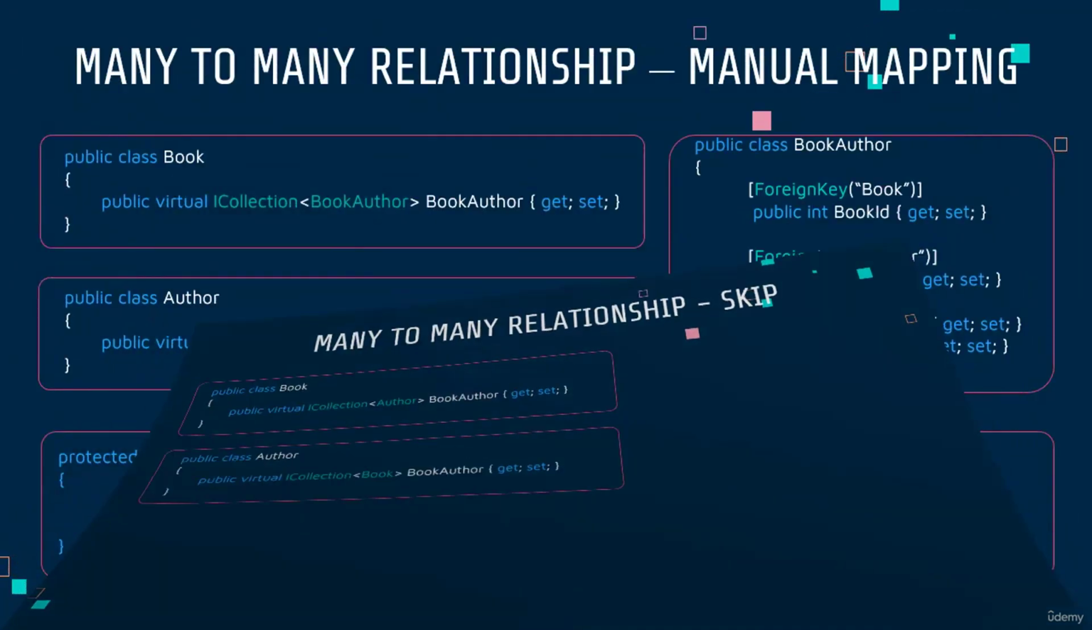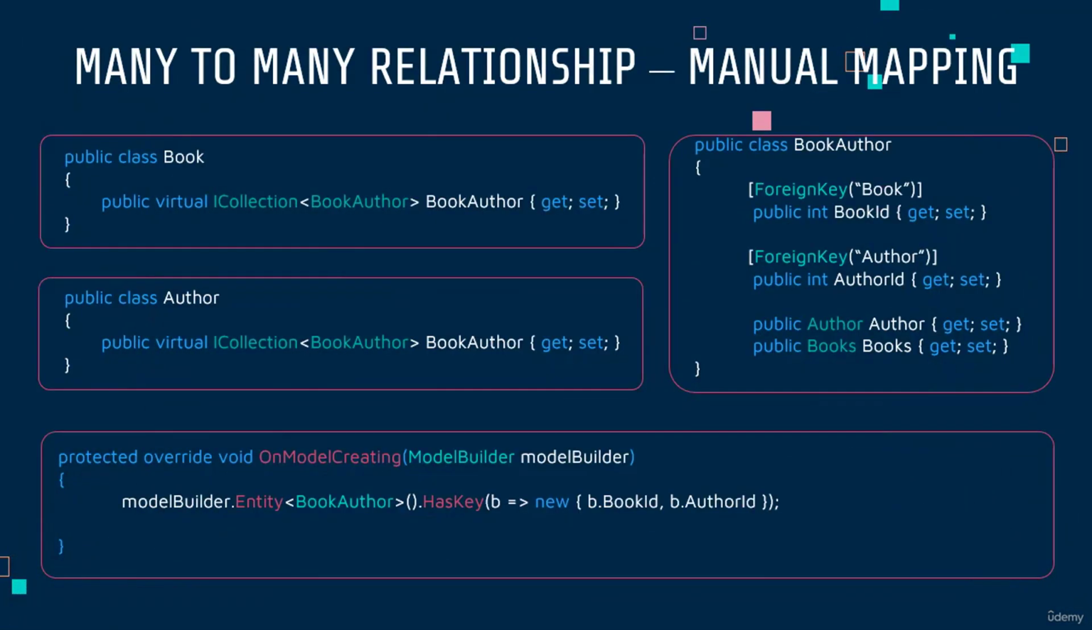If we want to do manual mapping, which we had to do before .NET 5, then first we need to create a mapping class BookAuthor with book ID and author ID, and in there we will have a one-to-many relation. So we have a foreign key for both of them and the navigation property. In the individual classes, we will have an ICollection or list of BookAuthor.